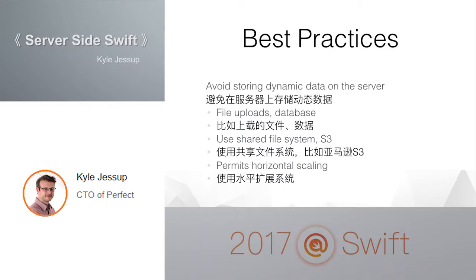So again, you avoid storing dynamic data on the server because that data is not going to exist on your other instance. So you have one instance with this data, one instance without it. Doesn't make sense. This would be things like file uploads, if you do have a database on your server. For storing files, you can use a shared file system, S3. There's a variety. All these cloud providers have their own kind of analogous systems.